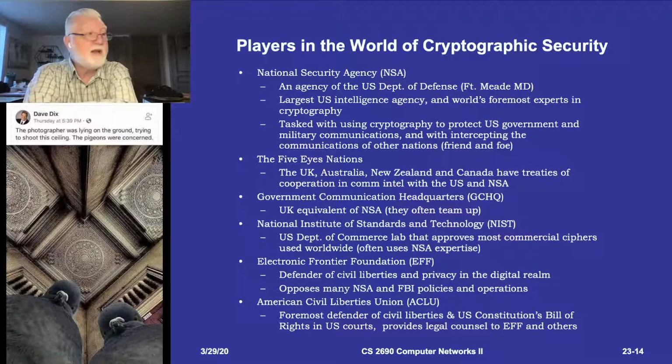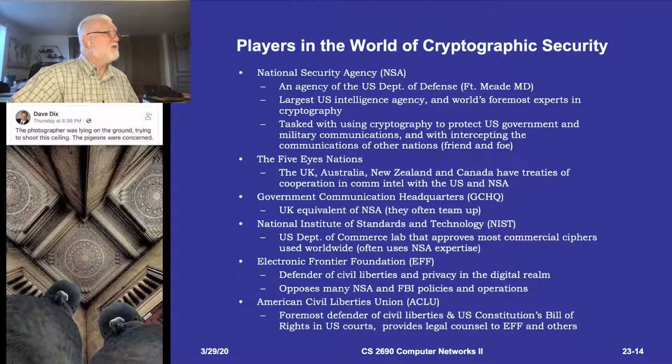I don't think this ever shows up, but these are the folks in the world of crypto. NSA, which is part of the Department of Defense, the world's foremost crypto experts, trying to protect military communications and intercepting communications of other nations. The Five Eyes nations, Government Communications Headquarters, that's the UK. NIST, a lab at the US Department of Commerce that approves commercial ciphers. Electronic Frontier Foundation defends civil liberties in the digital realm and opposes many NSA and FBI policies. ACLU defends civil liberties, legal counsel to EFF, etc.